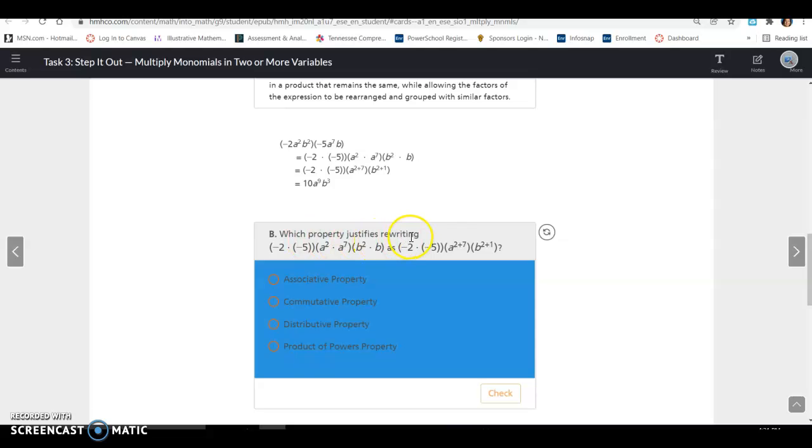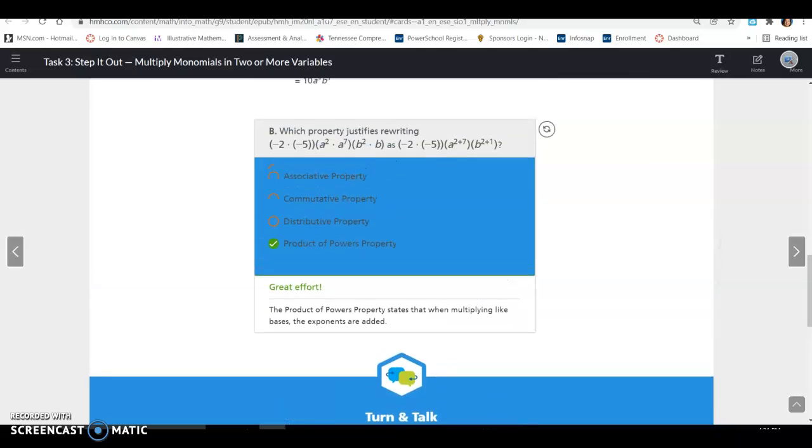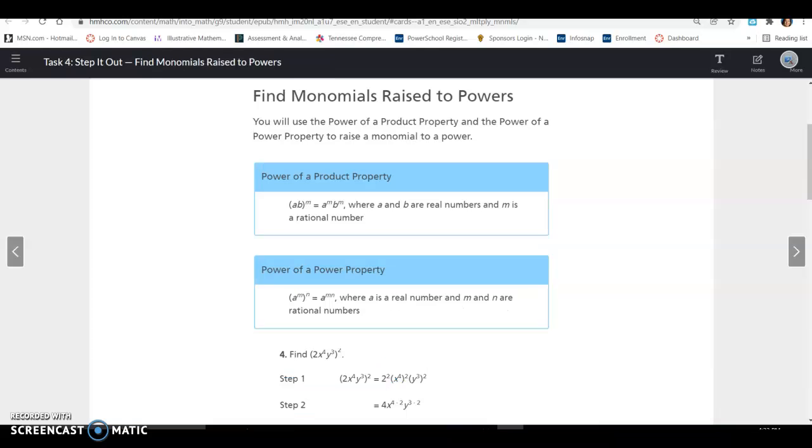Which property justifies rewriting this as this? So you can see what they've done. They've taken the same base and added the exponents. So that's the product of powers property. Alright, so that's all for task 3. If you have any questions, let me know.